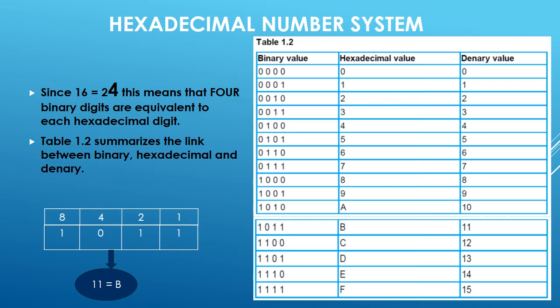So if you look in table 1.2 at the value 1011, there is an equivalent denary value which is 11, and 11 in hexadecimal is equivalent to B. This is how this table is formed. We will be using this table to convert a binary number into the equivalent hexadecimal number and a hexadecimal number into the equivalent binary number. So you can use this table as the reference.